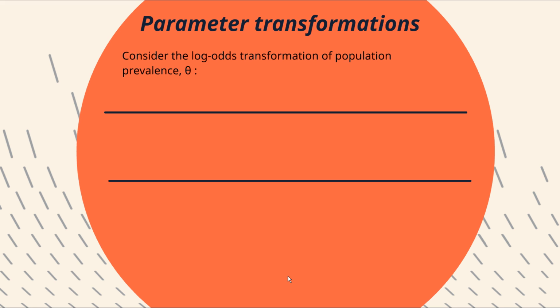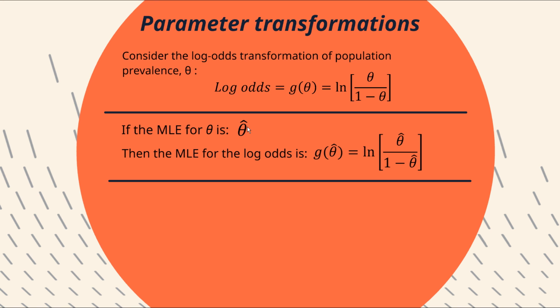So log odds might be something you've heard of before, especially if you've done anything to do with binomial logistic regression. But it's generally provided as a function of theta. It's the log of theta over 1 minus theta. So g here represents that function of theta. So if the MLE for theta is theta hat, then the MLE for the log odds is going to be, well, the log of theta hat over 1 minus theta hat. So as I said, you don't need to recalculate a new likelihood function, differentiate again, and do all that stuff.